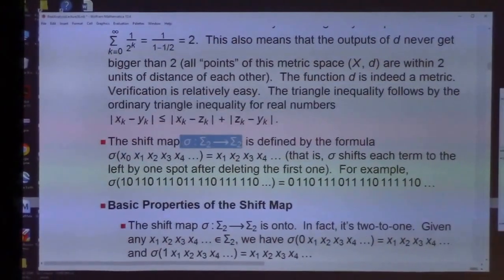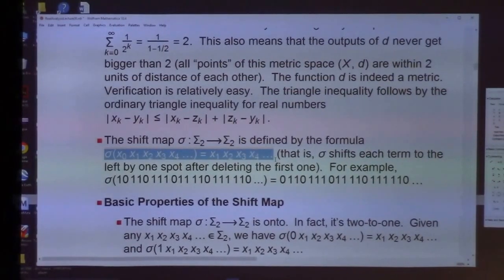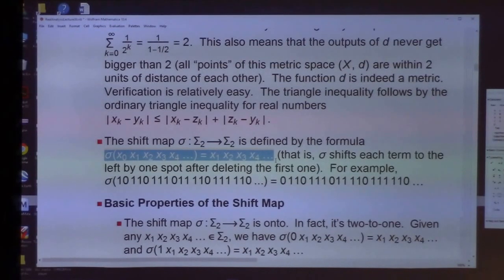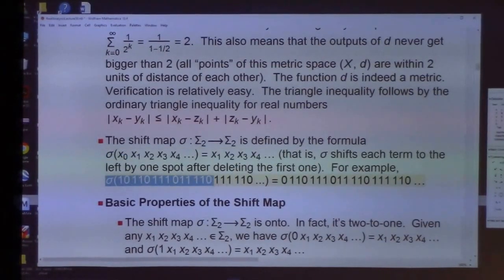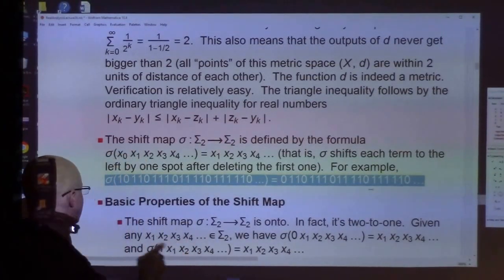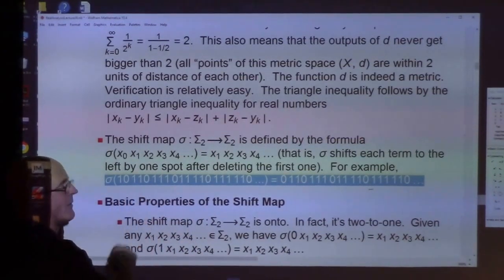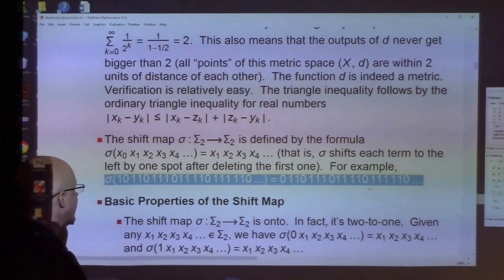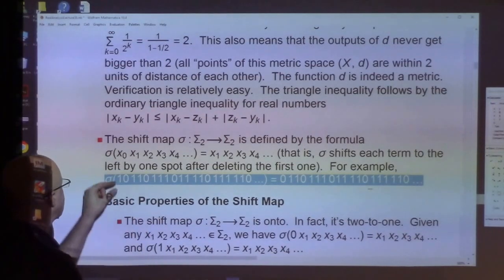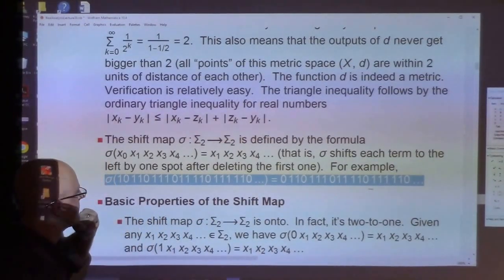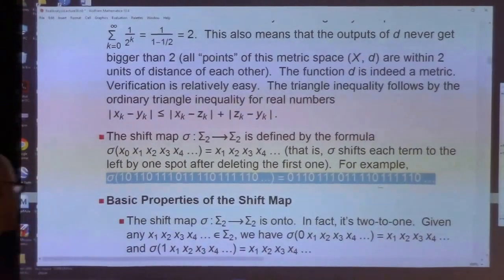The shift map, what does it do? It takes a sequence and shifts everything to the left by 1 unit in the list after deleting the first thing, x0. So for example, if you apply sigma to this sequence, you get this sequence. The sequence does have a pattern, 1, 0, 1, 1, 0, 1, 1, 1, 0, 1, 1, 1, 1, 0. Keep adding one more 1 each time and a 0 in between. There's a pattern to that. The new sequence, I get rid of the 1 at the beginning, and 0 becomes the first term of the sequence. That's an example of how to apply the shift map to that particular example.